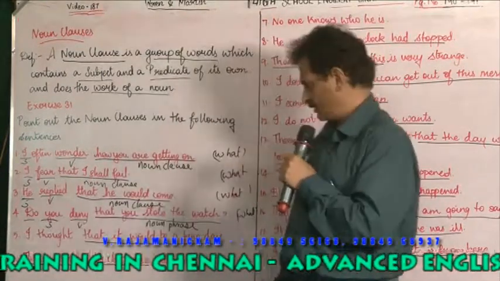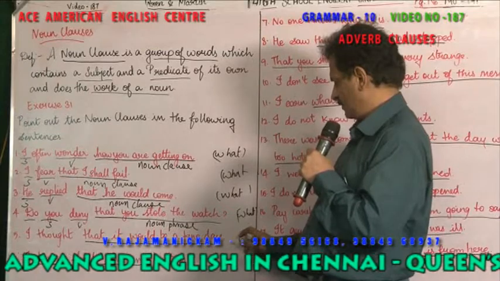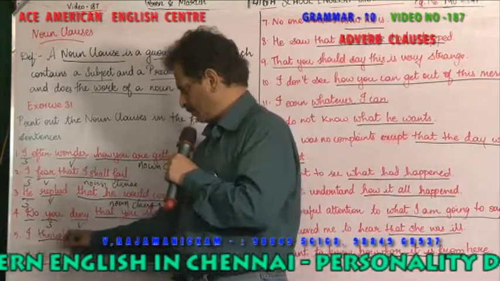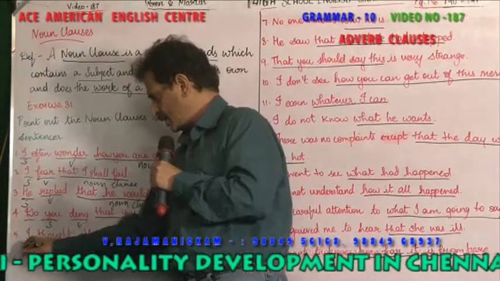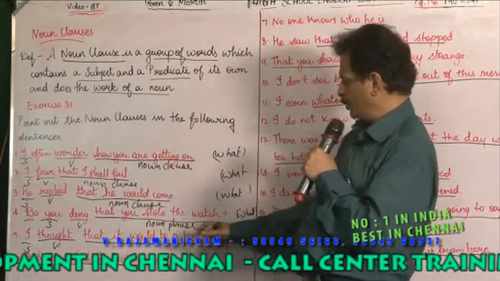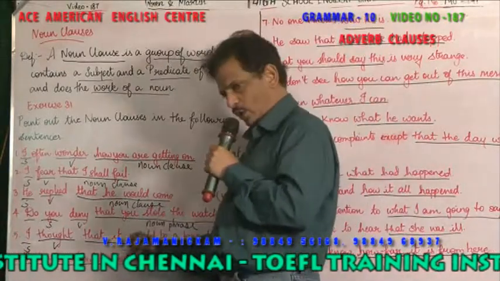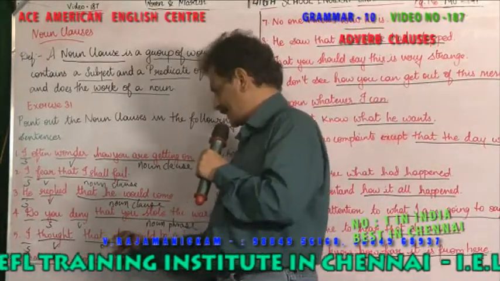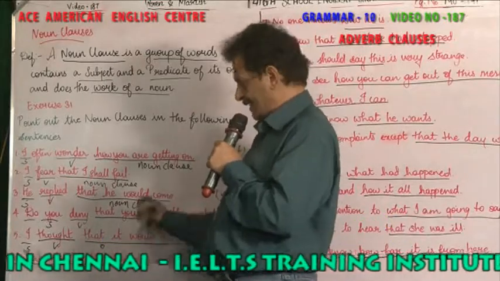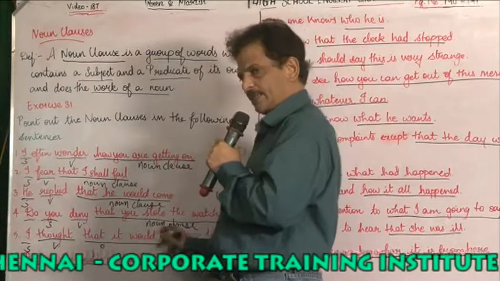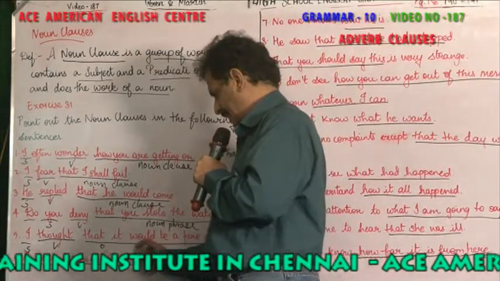I thought. What did I think? You ask a question, what, to the verb thought. I is the subject. I thought what? That it would be a fine day. It is the object, and it has a subject and predicate. It does the function of a noun. So it has a subject and predicate. It is called a noun clause.